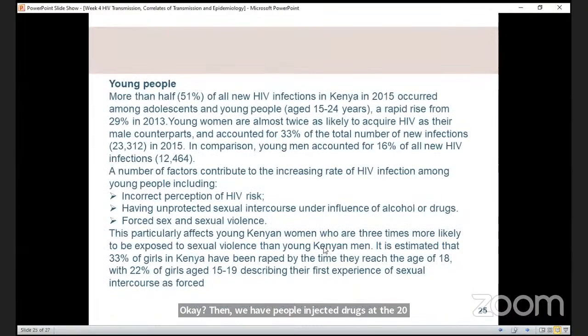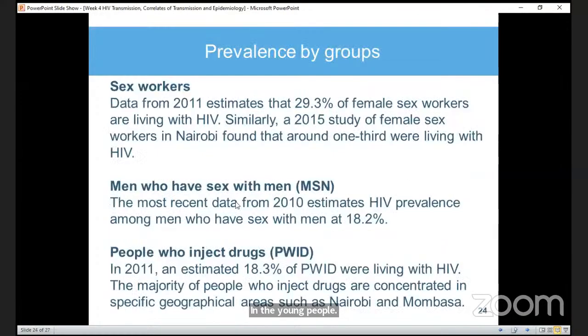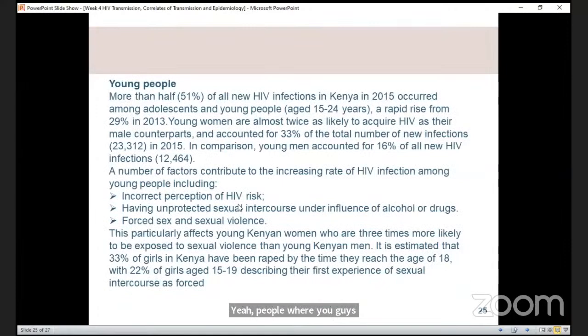Then young people, where you guys belong, they accounted for more than 51% as of 2015 of new infections.